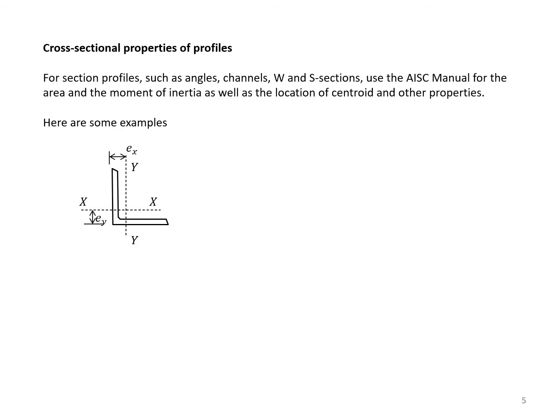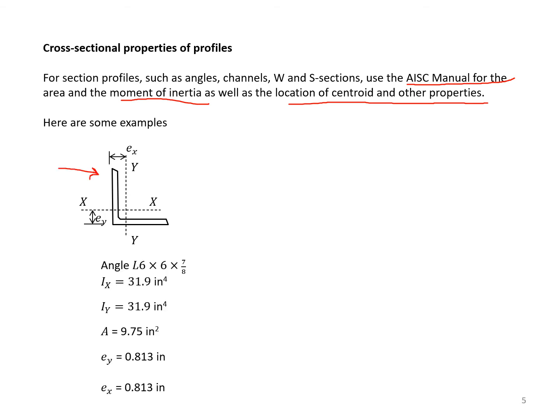For the case of standard profiles such as angles, channels, W and S sections, please use the AISC manual for the area and the moment of inertia, as well as the location of the centroid and other cross-sectional properties. Here are some examples. You look at an equal leg angle here, for which from AISC we find the following values. It's always important to list all these values. For example, for an angle 6 by 6 by 7/8 of an inch thickness, the moment of inertia with respect to x and with respect to y are equal.